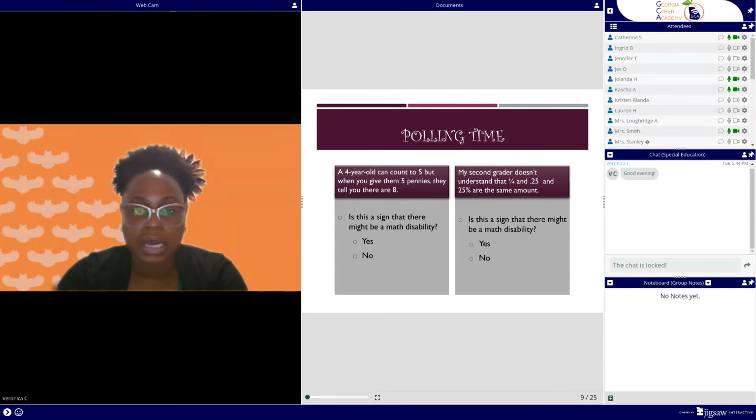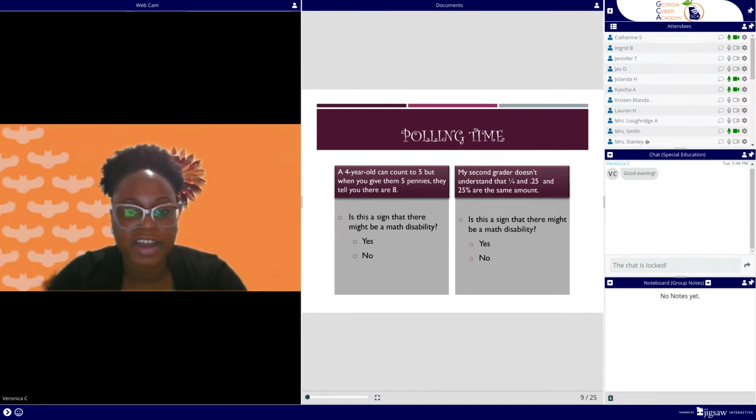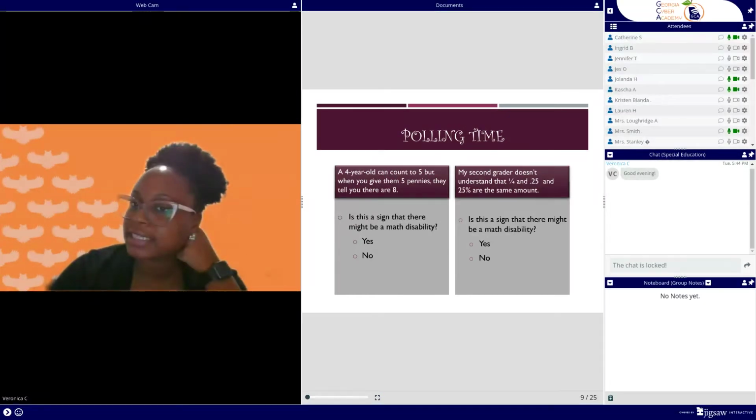But a 4-year-old can count to 5, but when you give them 5 pennies, they tell you there are 8. Is this a sign that there might be a math disability? What do you think? Give me a check for yes or an X for no.